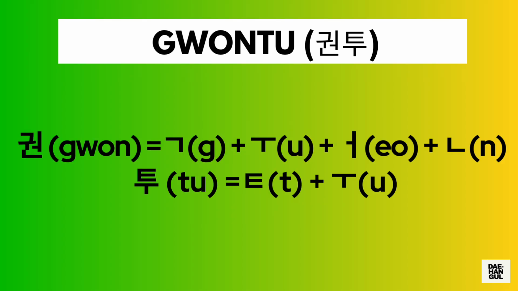How do we write kontu in Hangul? This is composed of two syllables. For the first syllable kon, we need to draw first a gyok character, followed by an u character, followed by an o character, followed by a nian character. For the second syllable tu, we need to draw first a tiet character, followed by an u character. And then we just need to combine the Hangul for each of these two syllables to write kontu in Hangul.